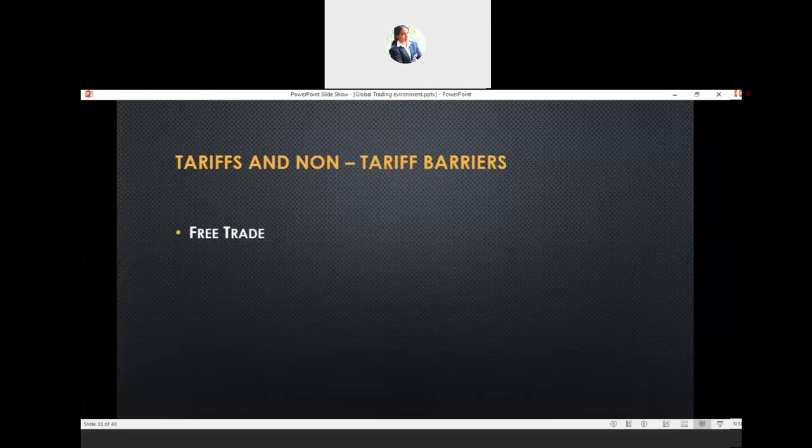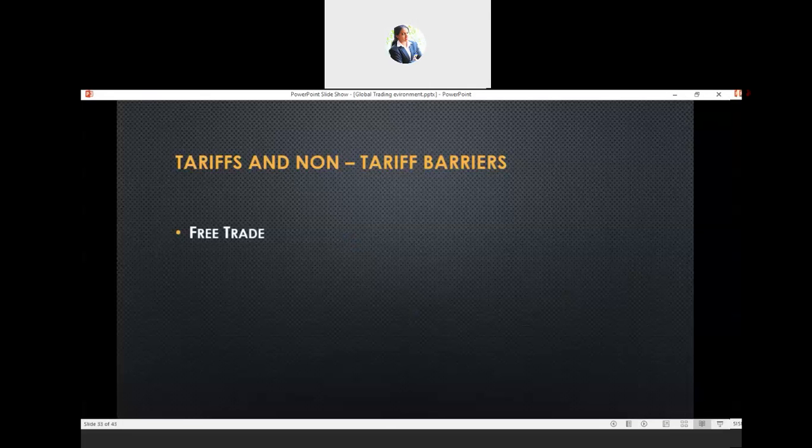Now, as the name suggests, free trade is a situation where the government does not stop its citizens either to buy goods or services from abroad, or restrict them from selling goods and services in foreign countries. But then, free trade is a rare phenomenon. Maybe theoretically it is present, but in actual practice, there can never be 100% free trade.